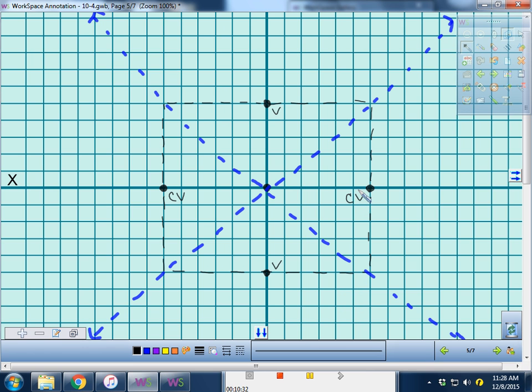Okay? So when you draw this in, please pay careful attention. You start at your vertex, and you are going to sweep out and approach this asymptote. You don't touch or cross the asymptote, right? And you do the same thing to this side. Up, and then you got to do the same thing down here at the bottom.